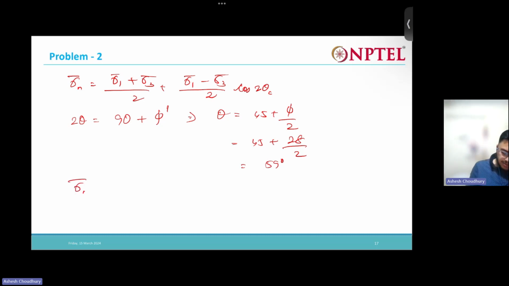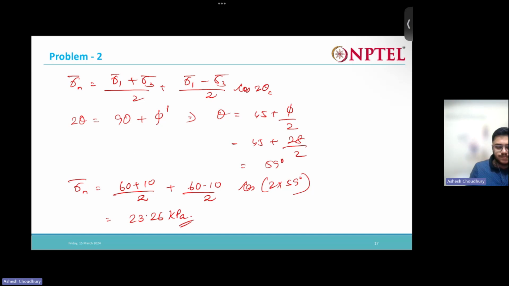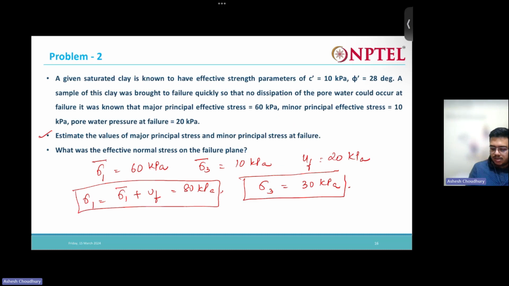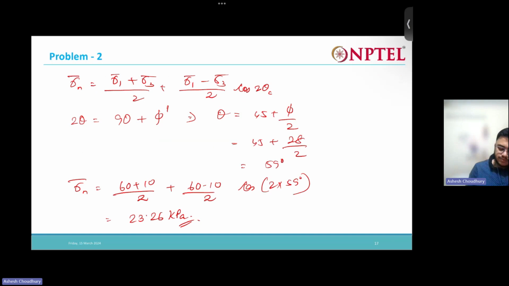From here I can get this as 23.6. Okay, this is also very simple and direct. Just use this relation. The first one was extremely simple, just add the values, and in the second case just use this basic relation.